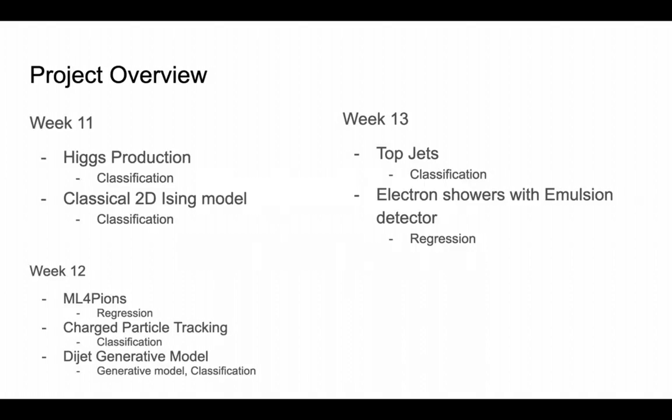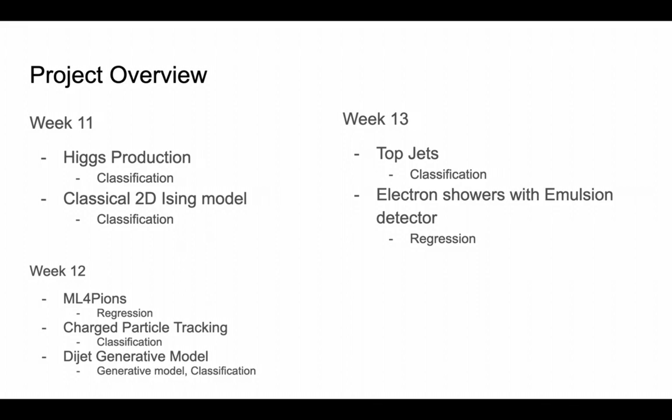Hello everyone. In this lecture, we will give you an overview of a few selected datasets as your final term project. We select 7 datasets. In week 11, you will study Higgs production as a classification problem and the classical two-dimensional Ising model as a classification problem. Next week, there will be 3 datasets.